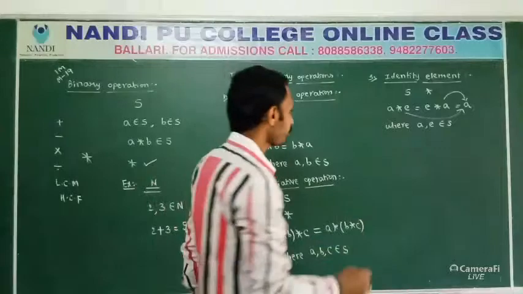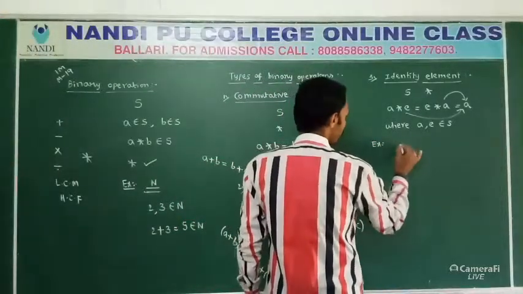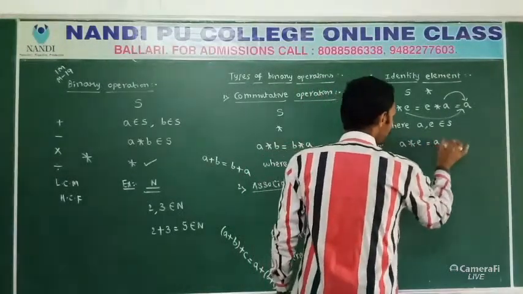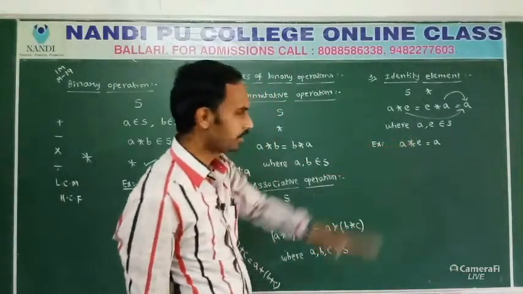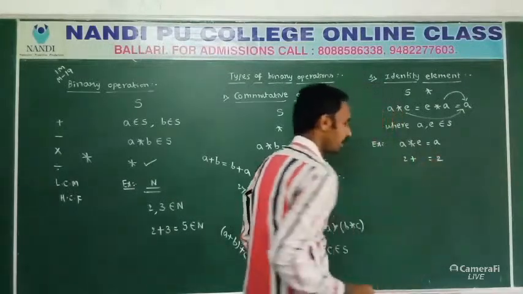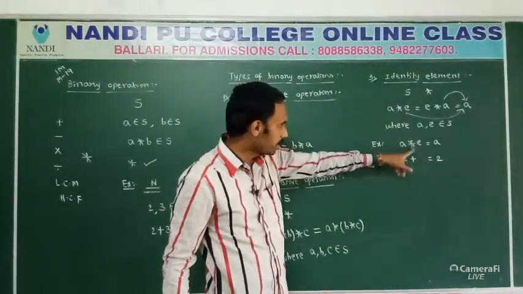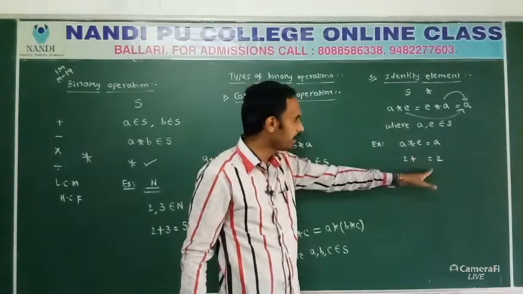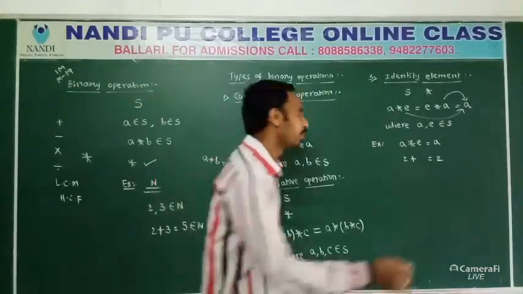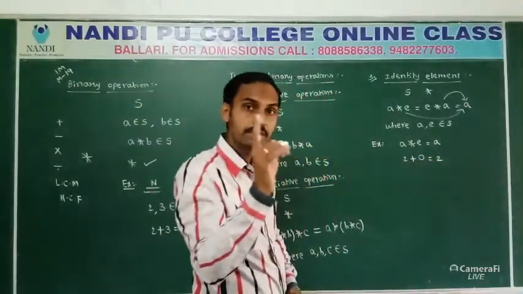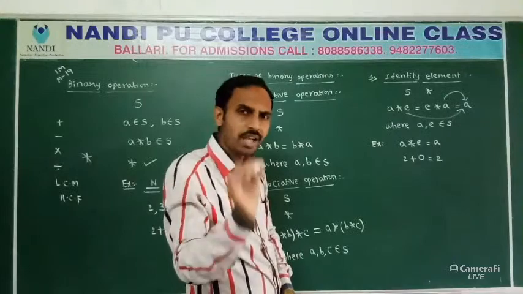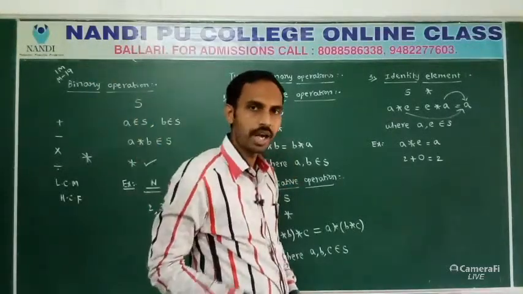For example, see. What is the identity law? A star E is equal to A. Suppose 2 plus something is equal to 2. Here the operation taken is plus. By adding what does the same element 2 come? 0. So 0 is called the additive identity element, the identity element under addition.